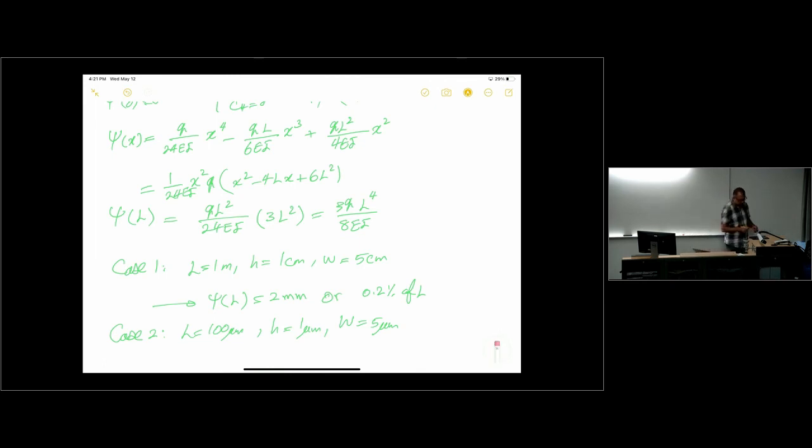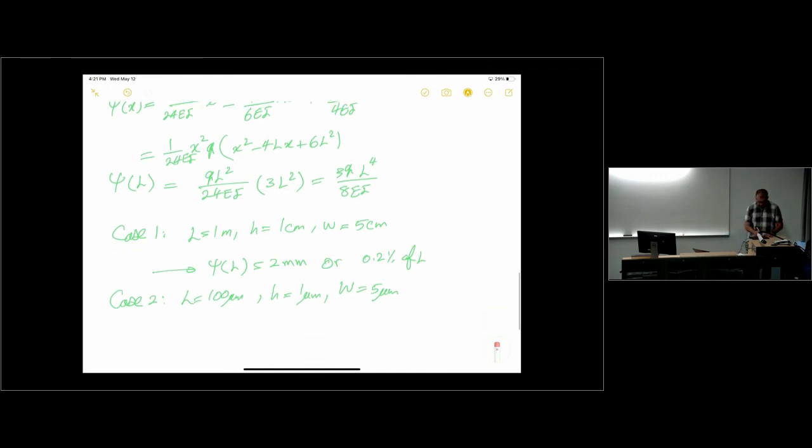And if you go and do the calculation for this beam, now you see that psi of L in this case is only 0.02 nanometers. Or if you normalize it by length, it's 0.2 ppm, parts per million of L. That's a very difficult amount of deflection to measure. Even when you normalize it to the length of the device, which is a small length compared to the original beam, it is still a tiny fraction of that length, right?